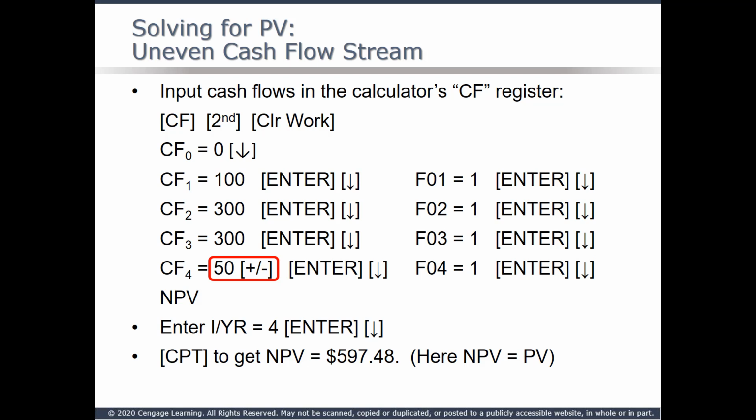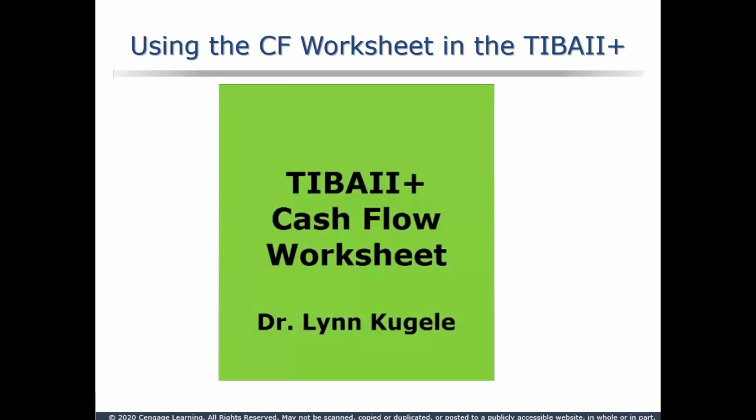The TI BA II Plus Cash Flow Worksheet video tutorial posted with this lesson walks through an example as well, with a calculator simulator on the screen so you can follow the keystrokes. This is the video that covers using the CF worksheet step by step. It also covers how to find the future value of an uneven cash flow stream, a function not provided in the TI BA II Plus student version. The tutorial is posted with this lesson, and I recommend that you watch it and work through the examples with your own calculator to be sure you're comfortable with using the cash flow worksheet, because we're going to be using it quite a bit in the coming lessons.